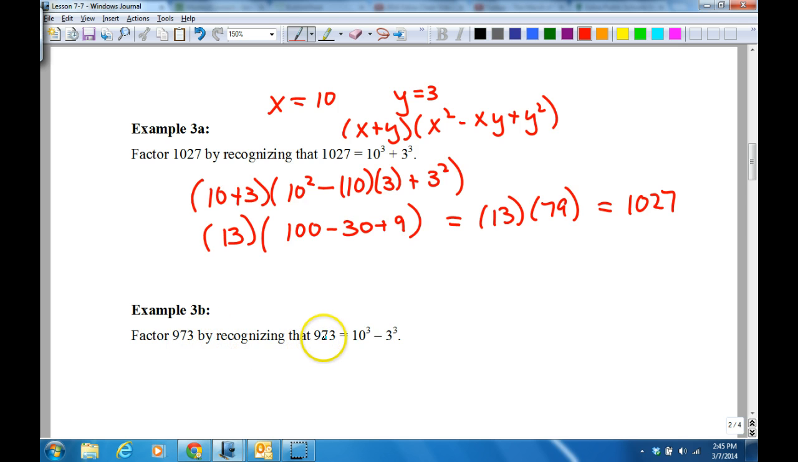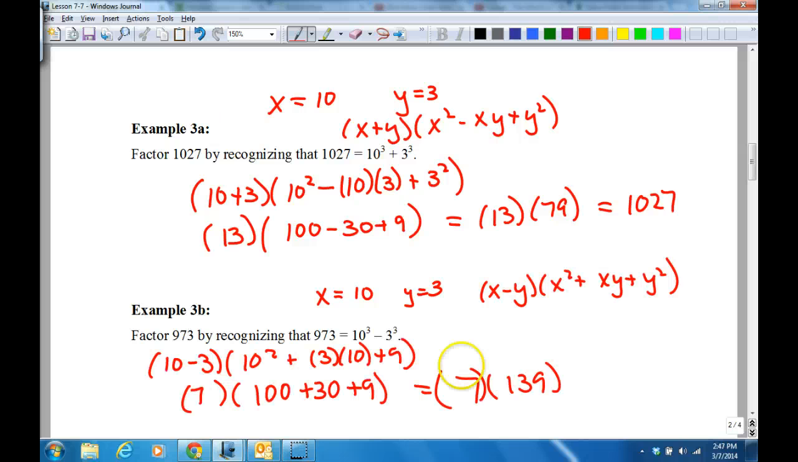We're recognizing that 973 is the same thing as 10 to the third minus 3 to the third. Okay, so what's my x value on this? 10. What's my y value on this? Can we do this on our own? Yep, try it. Go ahead, try it on your own. I'm just going to call it 3. Because you're going to use the other formula, the minus formula, okay? Okay, so this one ends up being 7 times 139 once you put it in the formula.